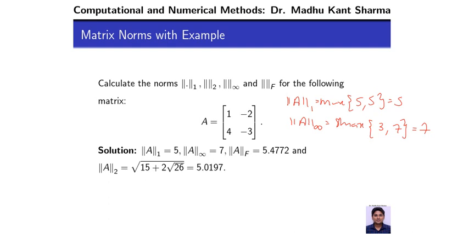Now what is the Frobenius norm? That is also very straightforward. The square of each entry: 1 square plus minus 2 whole square is 4, plus 4 square is 16, plus minus 3 square is 9, and you take the square root. Don't forget to take the square root here. So that is equal to square root of 30. That's the Frobenius norm.